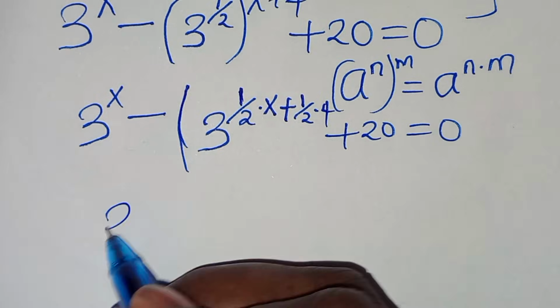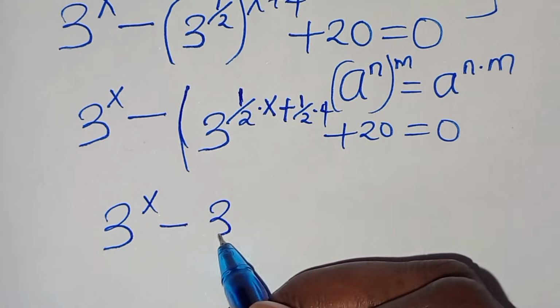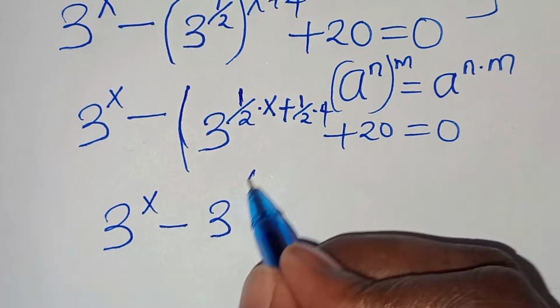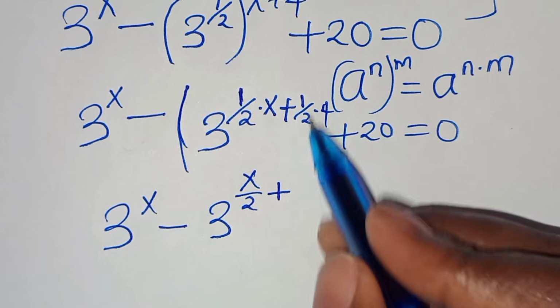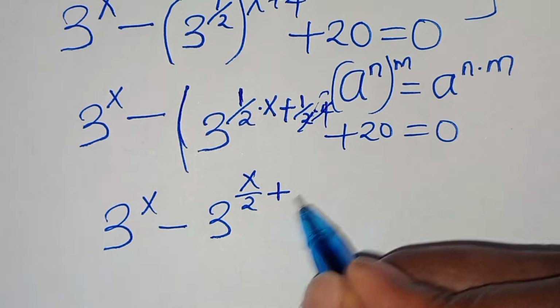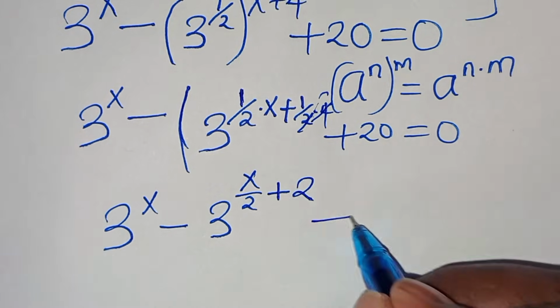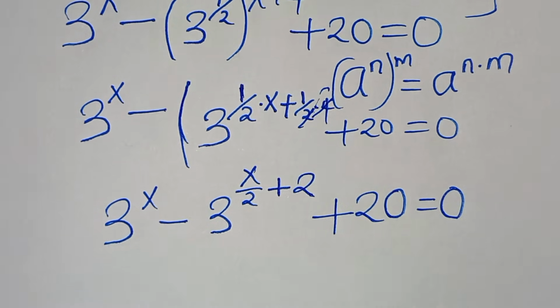So we have 3 to the power of x minus 3 to the power of x over 2, plus a half times 4. Remember, 4 divided by 2 is 2. So we have x over 2 plus 2, then plus 20, is equal to 0.